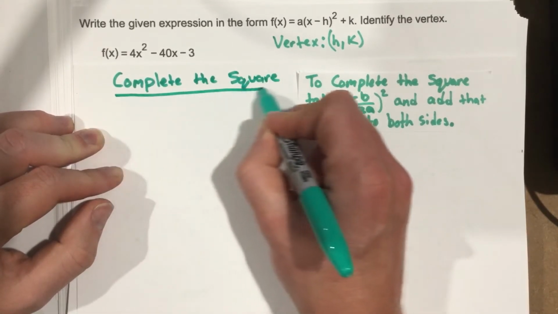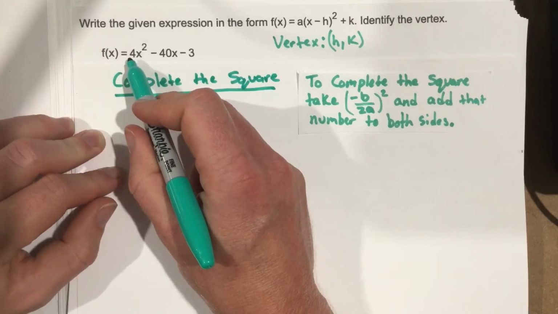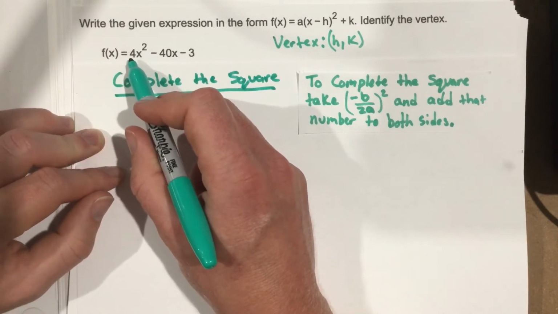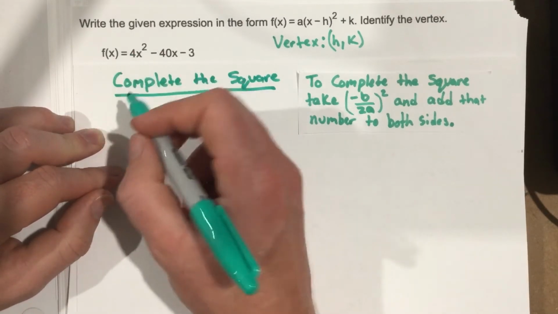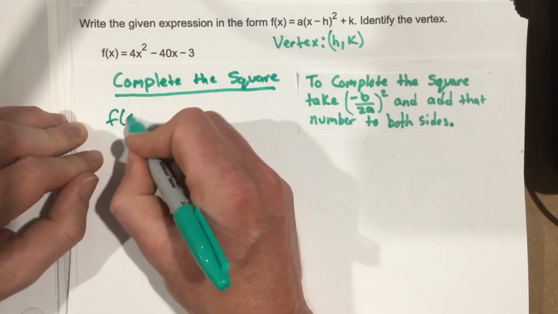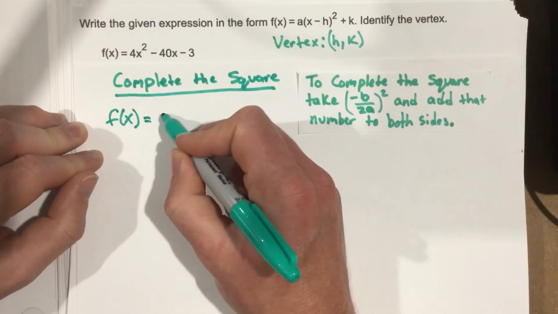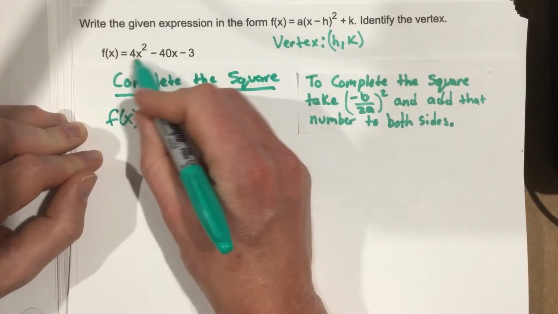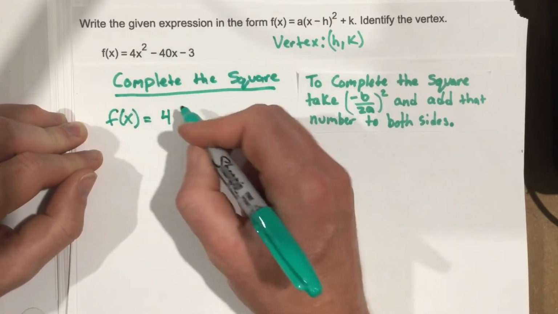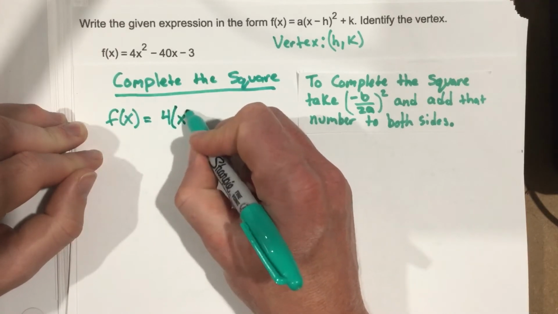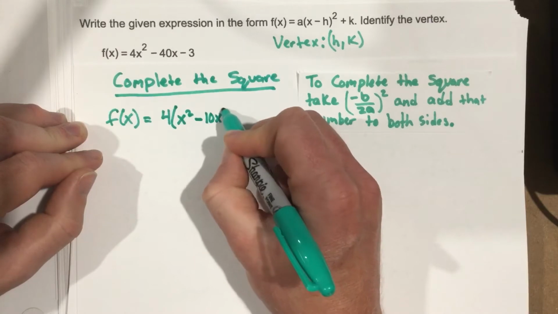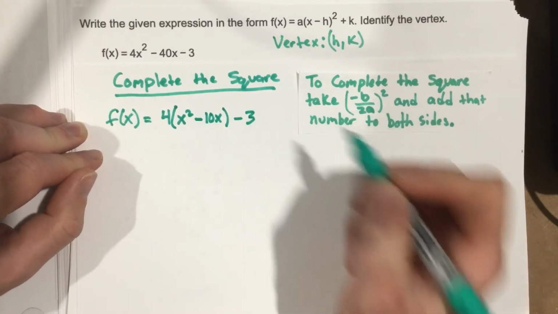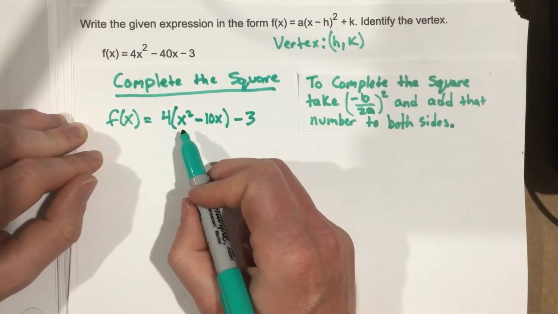And we're going to start first off, because we have a leading coefficient, by factoring this leading coefficient out. So we're going to say that we have f of x equals 4, and we're just going to look at these two terms. If I take a 4 out of this term and this term, I'm left with 4x squared minus 10x minus 3. That's the first thing I'm going to do, is just a little factoring there.